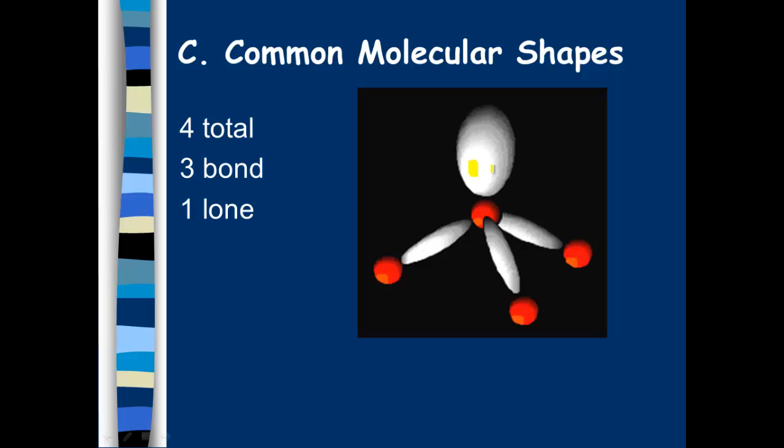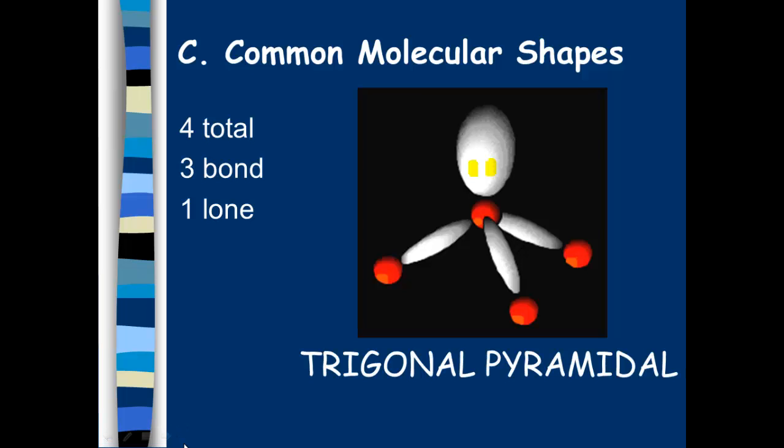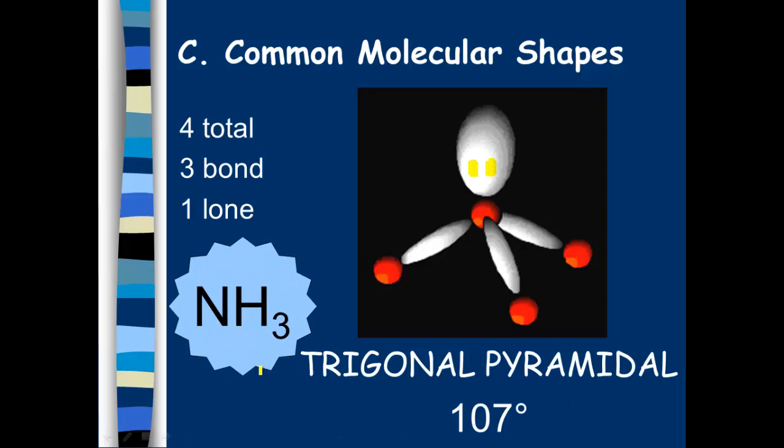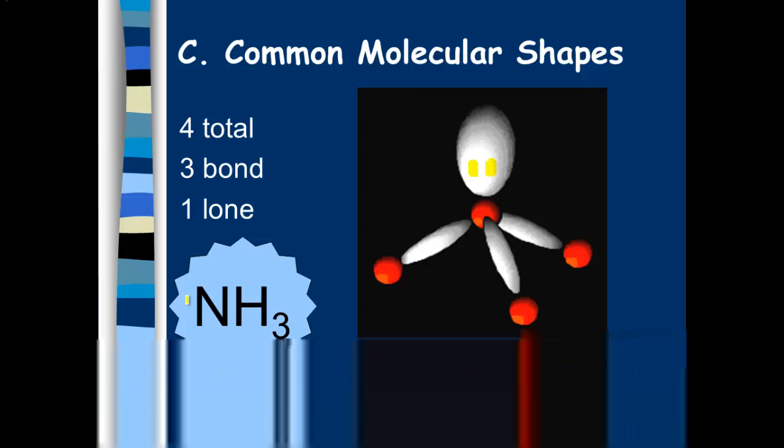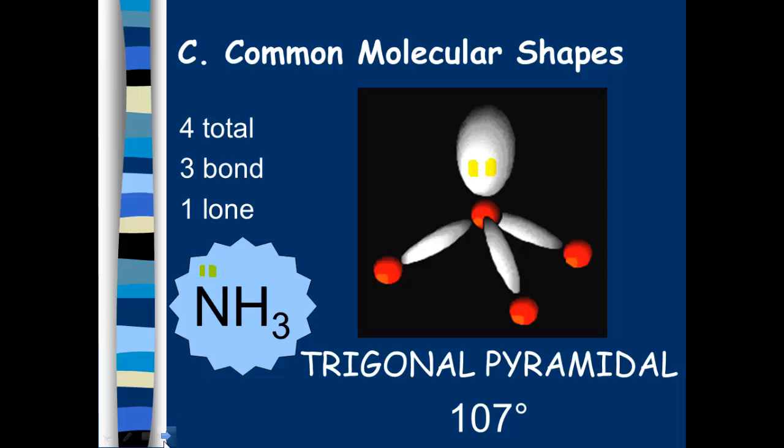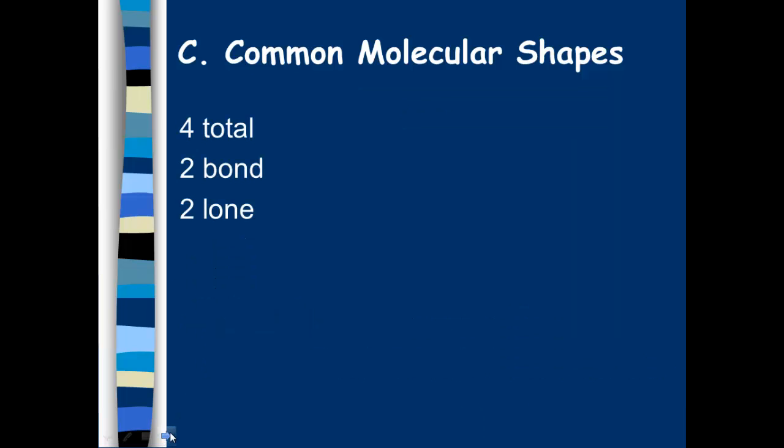Okay, now here's another one with 4 total. You've got 3 bonding groups and 1 lone pair. So again, this one really looks like the alien, but here's the lone pair that's up here. I drew them in there. And what this lone pair is going to do is push them all closer together. So it's going to reduce the bond angle from 109.5 to 107. Ammonia is an example of this because ammonia has 3 hydrogens coming off it and it still has a lone pair that we typically draw on top in addition to the 3 covalent bonds.